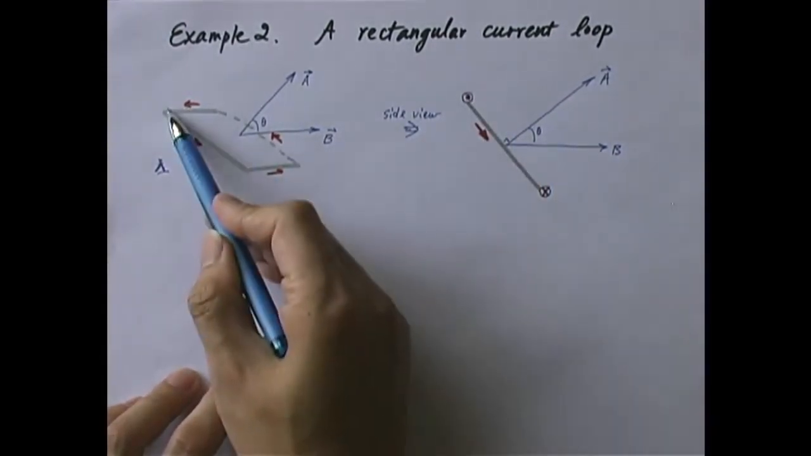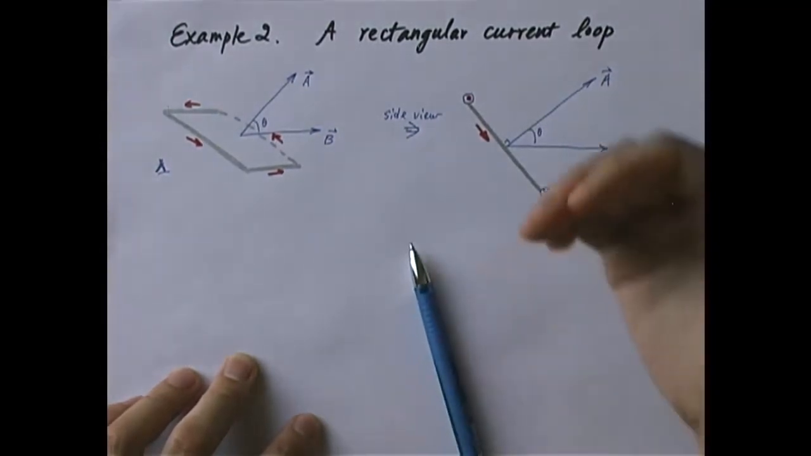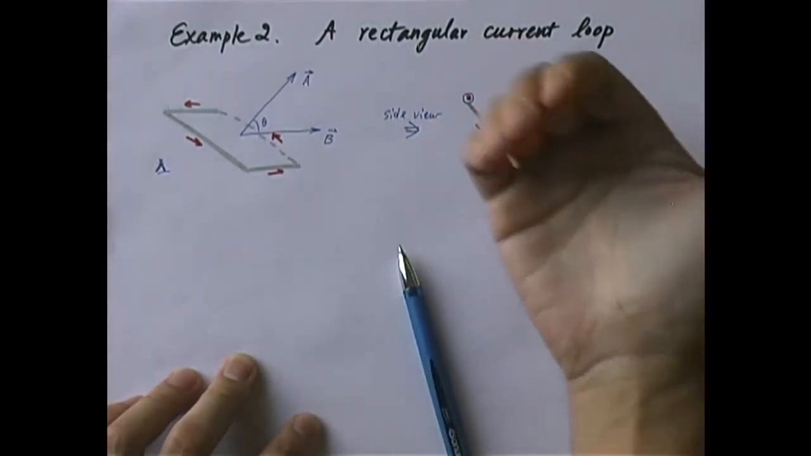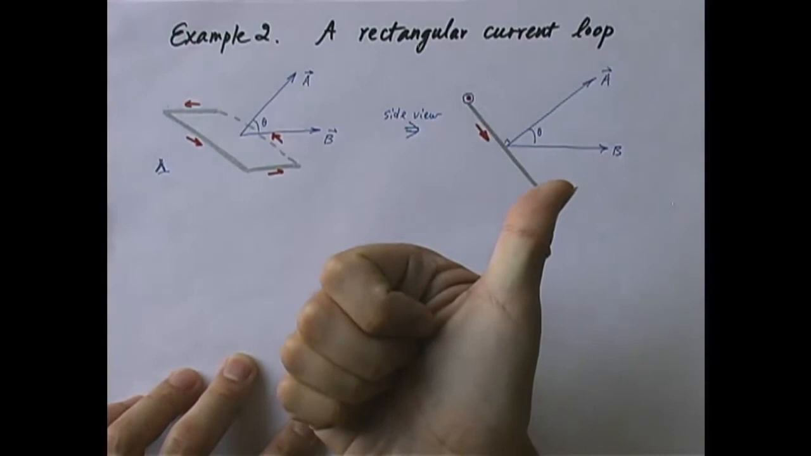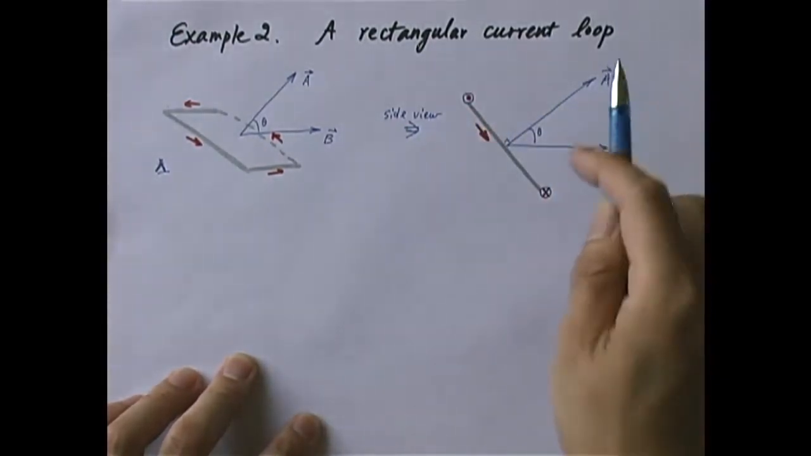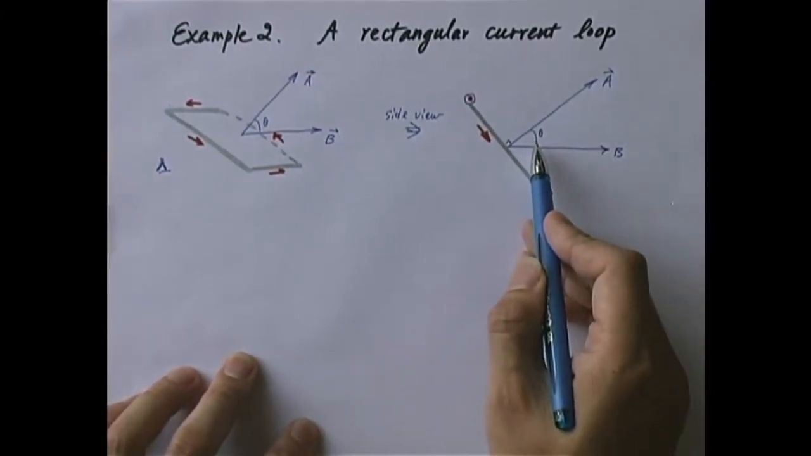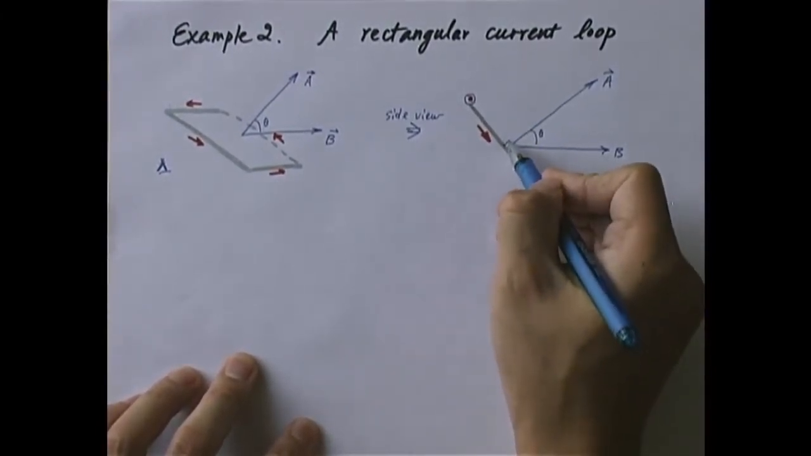And the current in this segment points like that, right? Using the right-hand rule, wrap around the direction of the current, and then you have the correct direction for the vector A, perpendicular to the loop. And the B field is like that. The angle between them again is theta. Here it is 90 degrees.